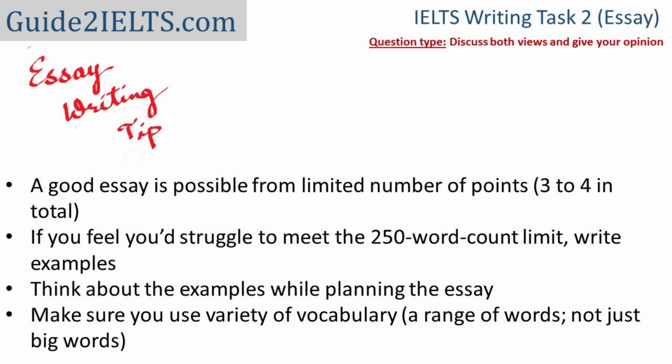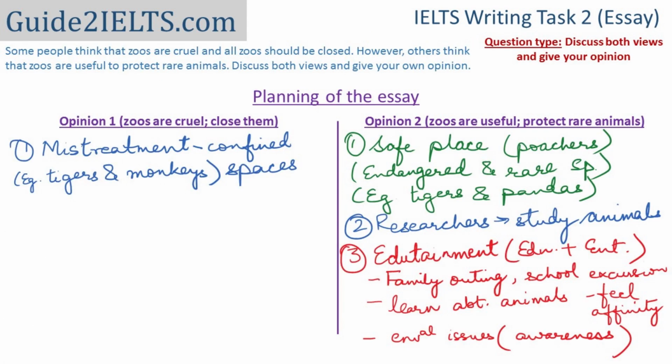However, I'll also give you samples of better essays which use more points. What you need to understand is that you can make a good essay out of very limited points also. If you feel you would not be able to meet the required 250 word count, try writing some examples. Just make sure you're using a variety of vocabulary when writing these points, when writing examples. So if I write an essay just using this, my essay would be in favor of the viewpoint which says zoos are useful. I may write in the end that we should strive to provide animals with bigger spaces.